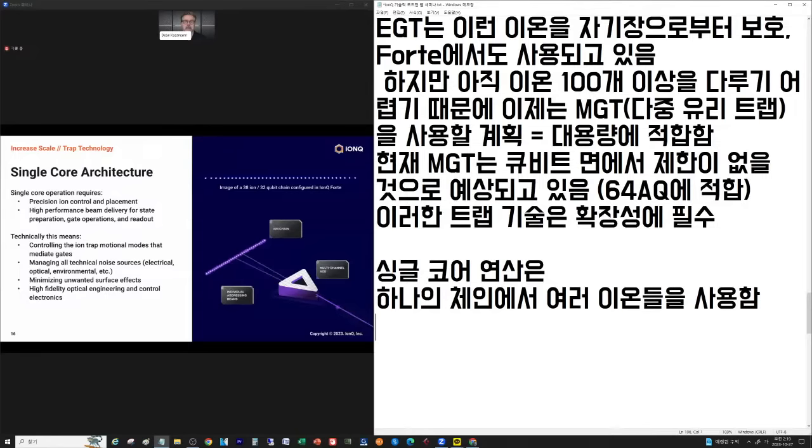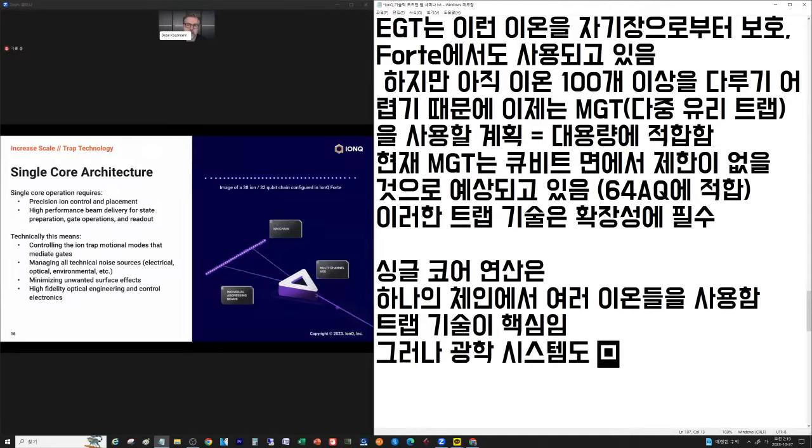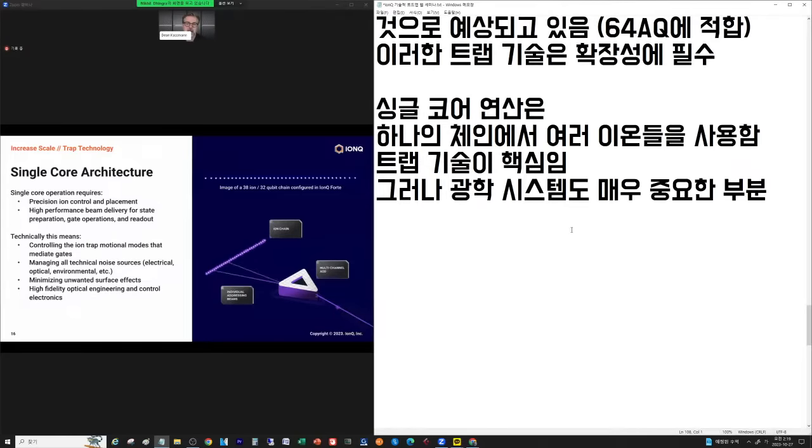Now, the trap design is a key piece of this. It allows us to, like I said, store, control, and dynamically reconfigure the large number of ions with that speed, accuracy, and precision that we need. But the optical systems are also another important component. In Forte, we introduced the AOD technology to support high precision beam steering. It can easily accommodate different ion spacing across the chains. We've also improved our upstream beam modulations to support better beam quality and stability.